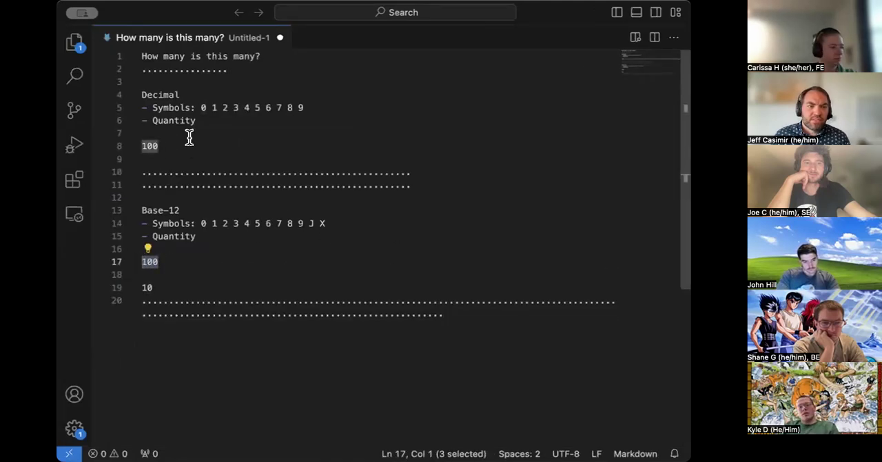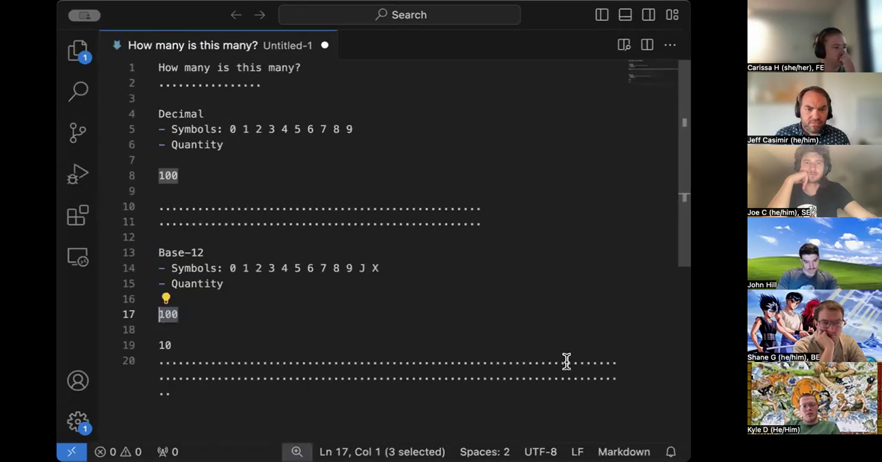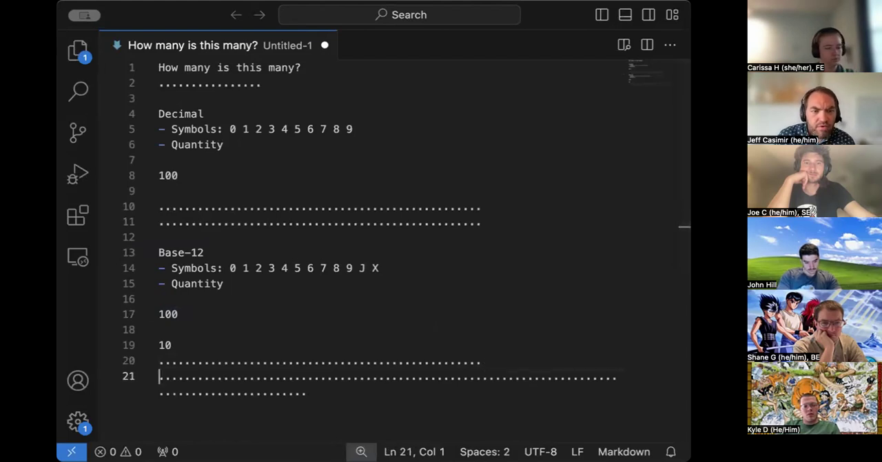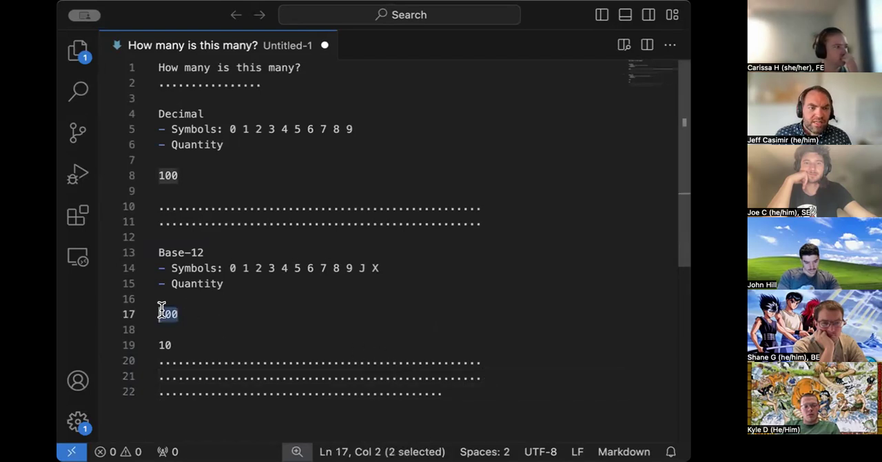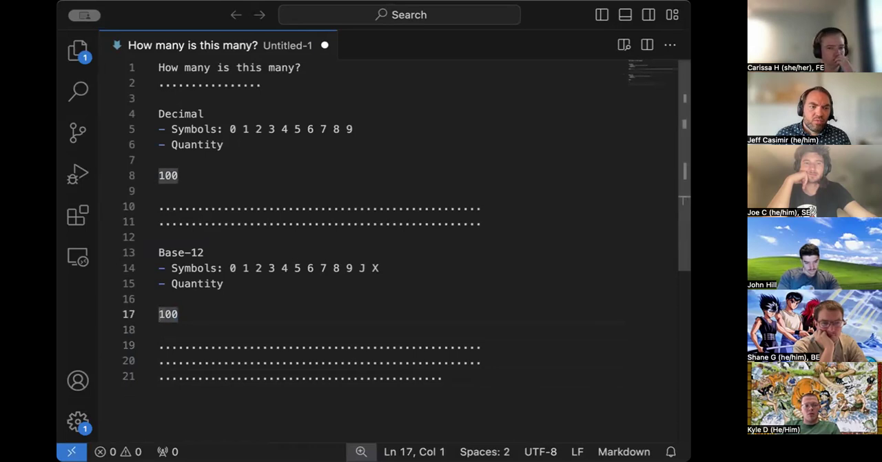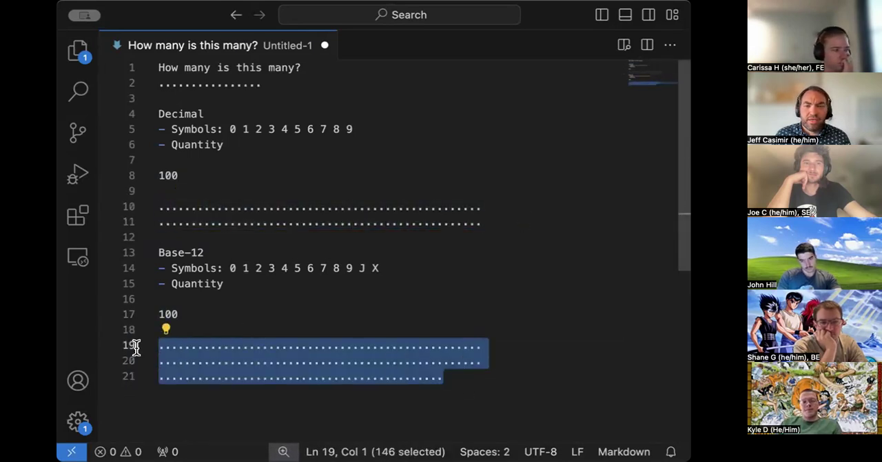So this 100, I'm going to put some line breaks in here rather than making my stuff smaller. Ballpark there. This symbol, 1 followed by 0 followed by 0, in base 10 would mean this many, and in base 12, it would mean this many. And hopefully you can see that's significantly different.